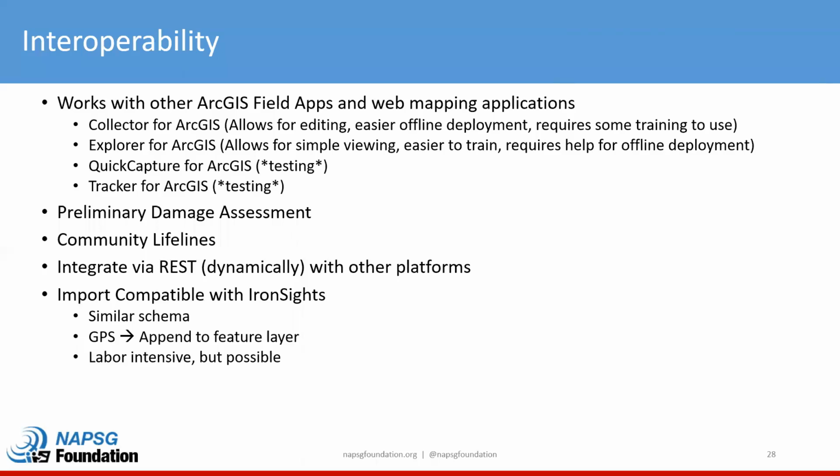In the past few weeks, we've been testing QuickCapture for ArcGIS, and it actually was released today, so you can get online and read more about that, and you should be able to download the app sometime today and test it out. And we also tested out Tracker during Shake and Fury, and it's for recording tracks, and it's a premium app, and it produces a lot of data, but it does have potential.